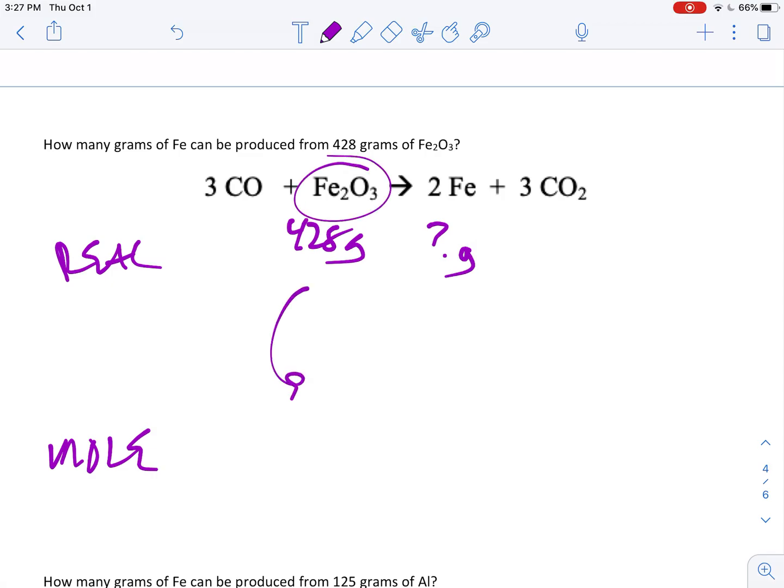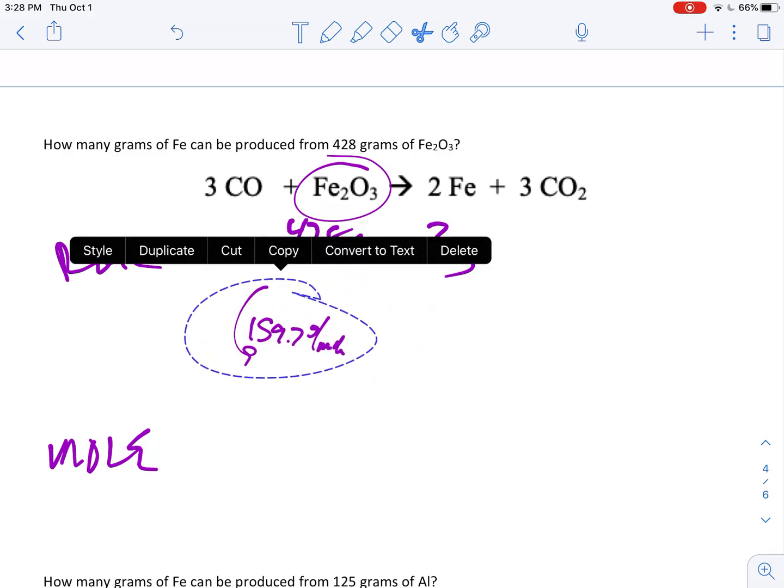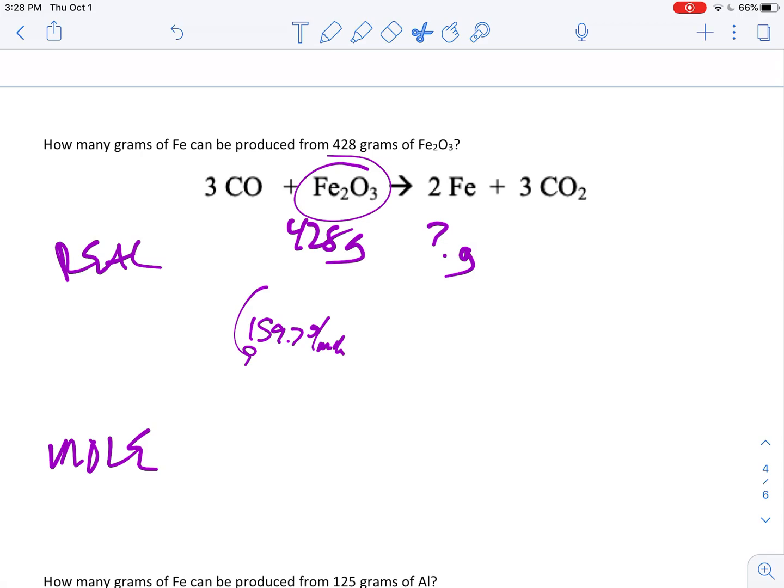So first thing I do is I'm going to add up the mass for this guy. So that's 55, 85 twice, and 16 3 times is 48. That's going to get me a mass of about 159.7 grams per mole. So that guy weighs about 159.7 grams for a mole. So I take my 428 and I divide it by 159.7, and that's going to get me about 2.68 moles here, to 3 significant figures.